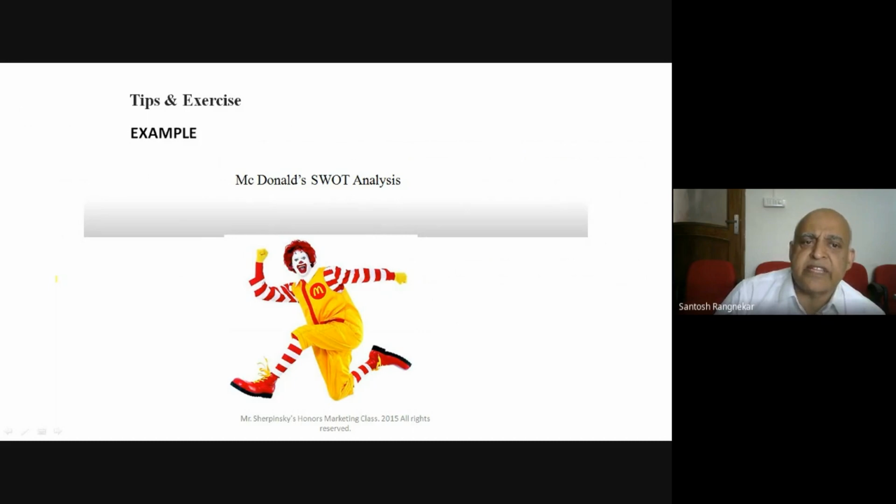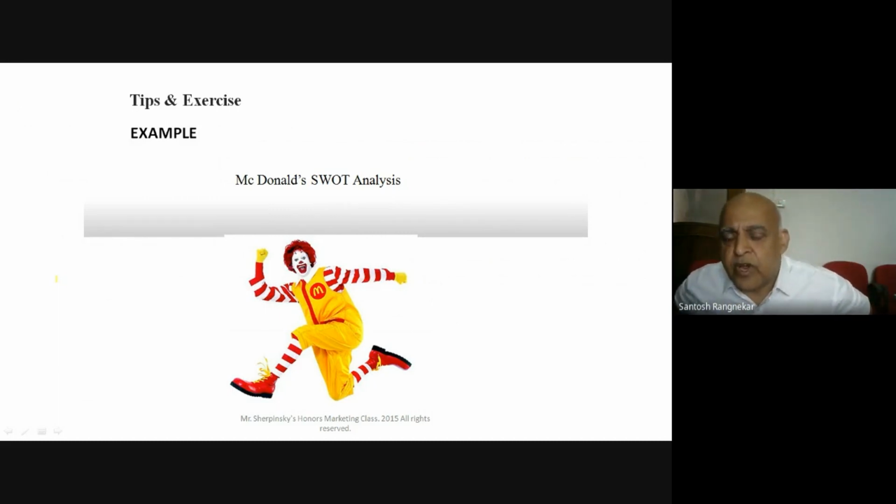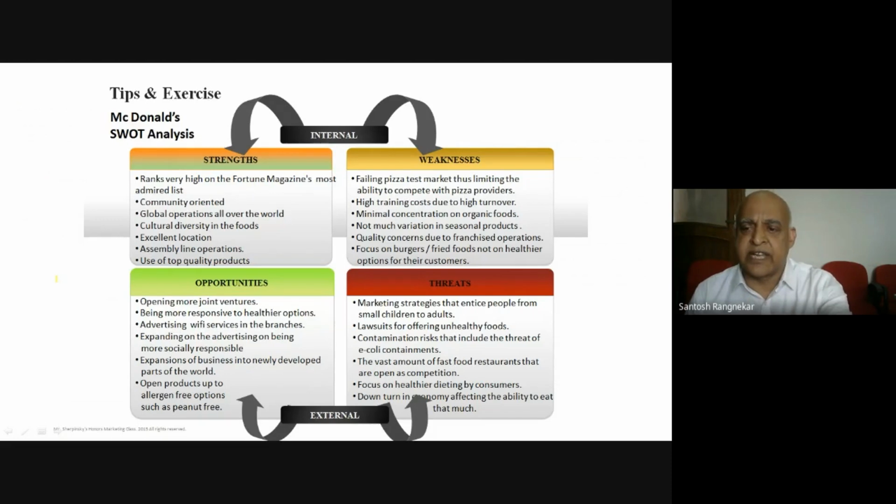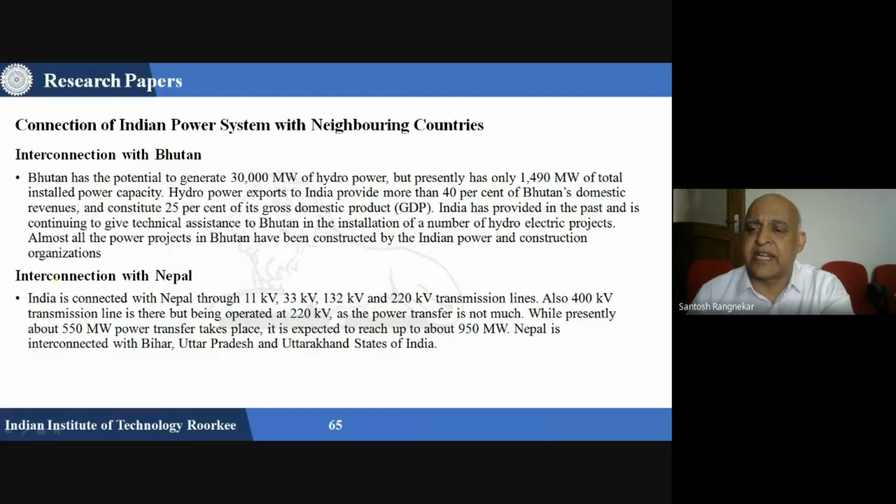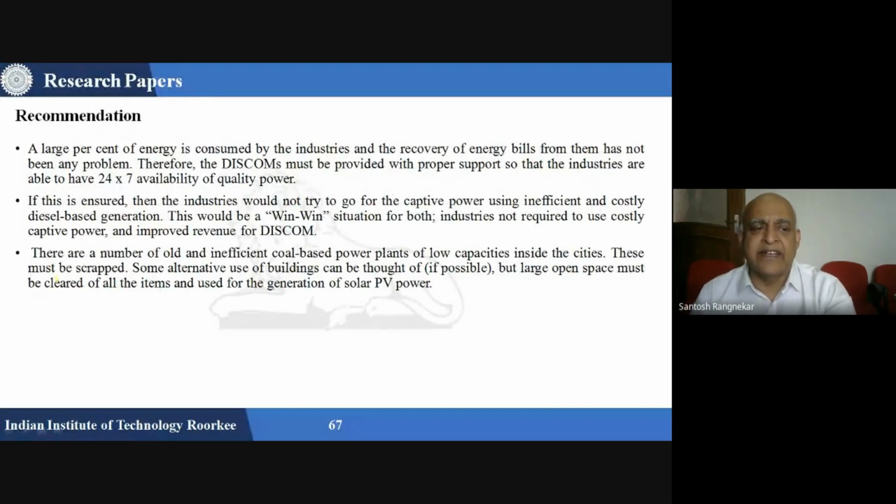So, these were all examples from the power sector where we can do this analysis. Similarly, I would like to mention that those who are not working in the power sector can also see the SWOT analysis for McDonald's, and in this way create the do's and don'ts and find out how to do the SWOT analysis. Another research paper has talked about the Indian power system and its connection with neighboring countries, like Bhutan and Bangladesh. Finally, before I conclude, I would like to make the conclusion of this research paper as a recommendation.